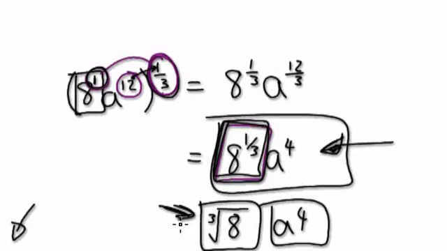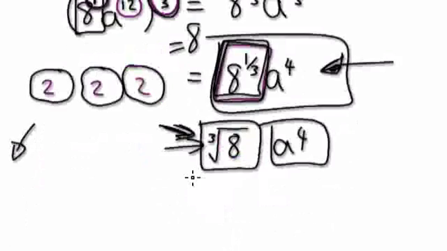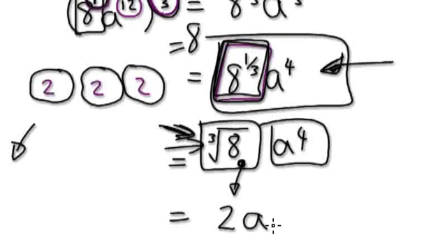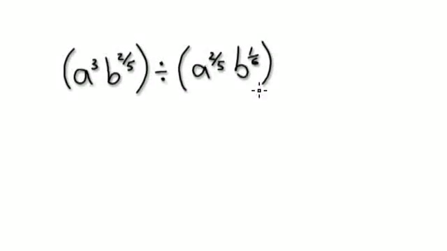And here, if you get confused with this, then try and search for a number where when you times by itself 3 times, it gives you 8. Well, 2. 2 times 2 times 2 equals 8. So you can think of this whole thing here as being 2, because the cube root of 8 is 2. So it would be this. So this would be your final answer. Okay, all right. Next question here.